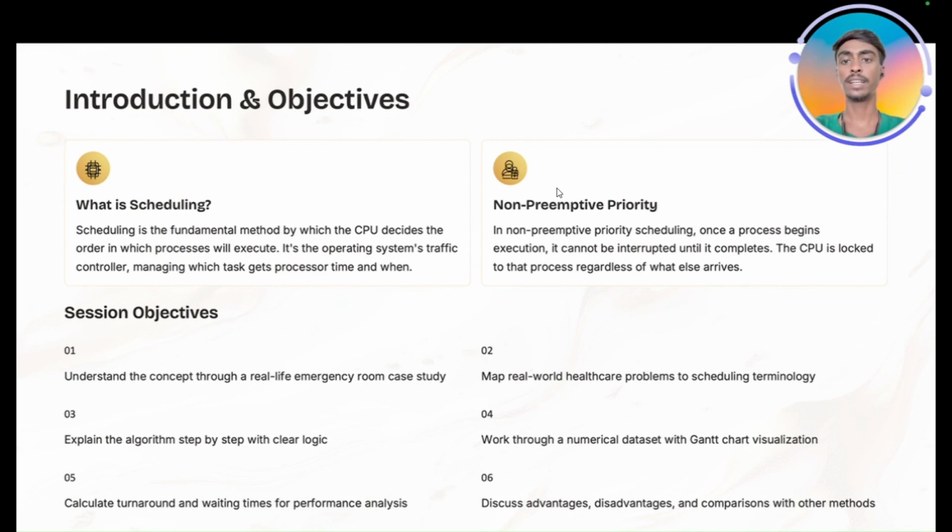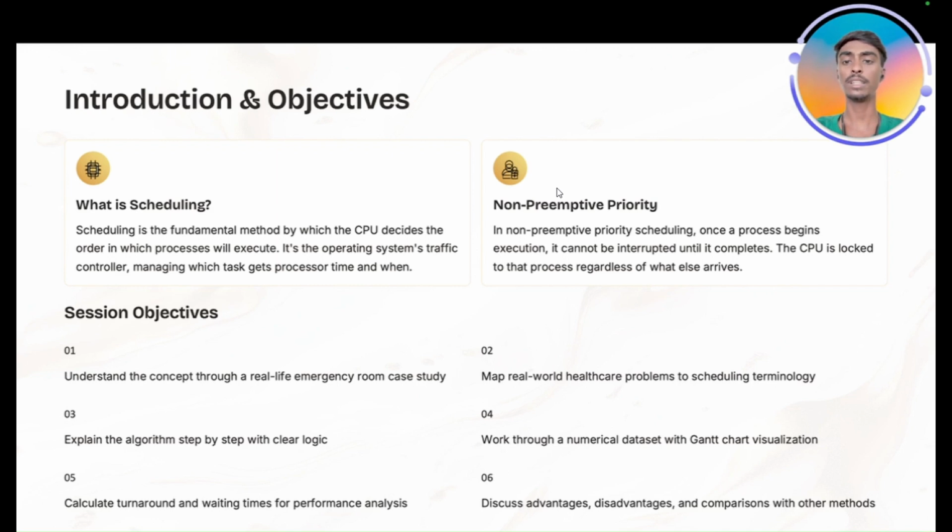So let's understand what CPU scheduling means. Scheduling is how the CPU decides the order in which processes will execute. It's like a traffic controller deciding who goes next. In non-preemptive priority scheduling, once a process starts, it cannot be interrupted until it finishes, just like a doctor completing treatment for one patient before moving to the next.